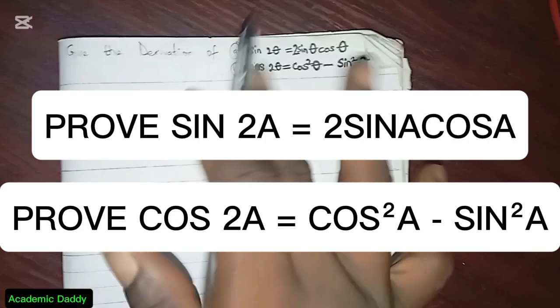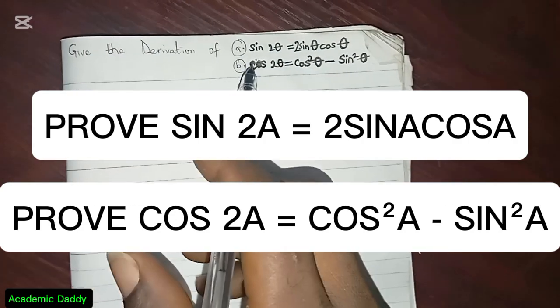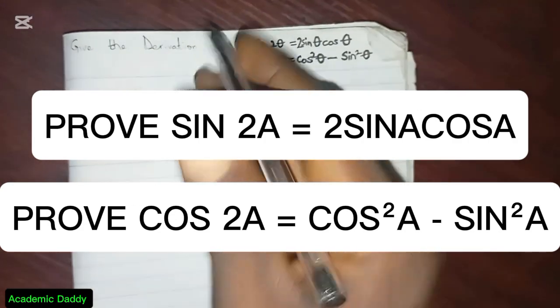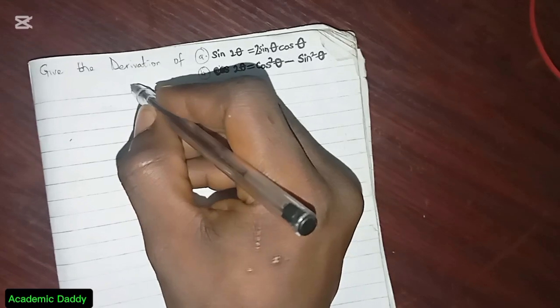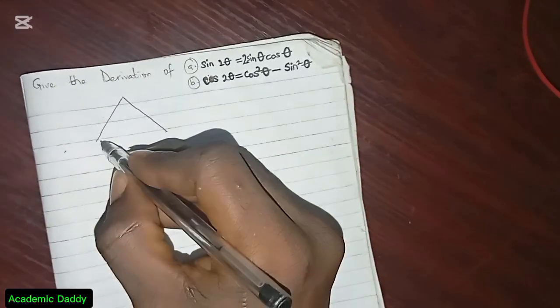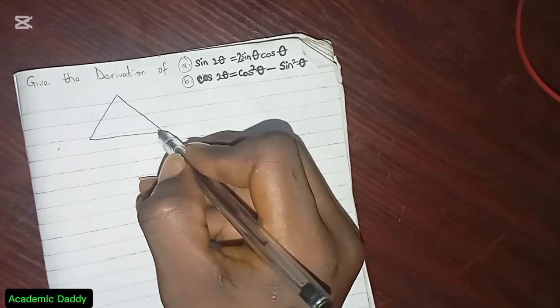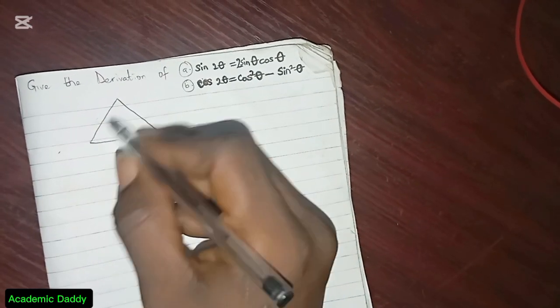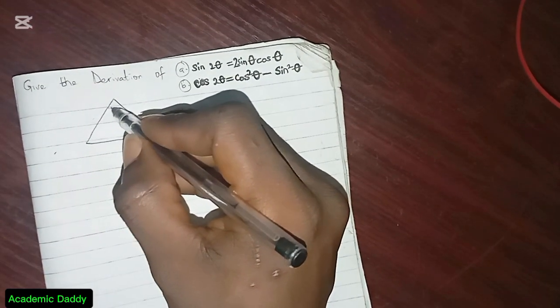So the question before us says, give the derivation of sin 2 theta equals 2 sin theta cos theta. In order for me to do this, I have to draw an equilateral triangle: 60 degrees, 60 degrees, 60 degrees. But let's say we don't know it.